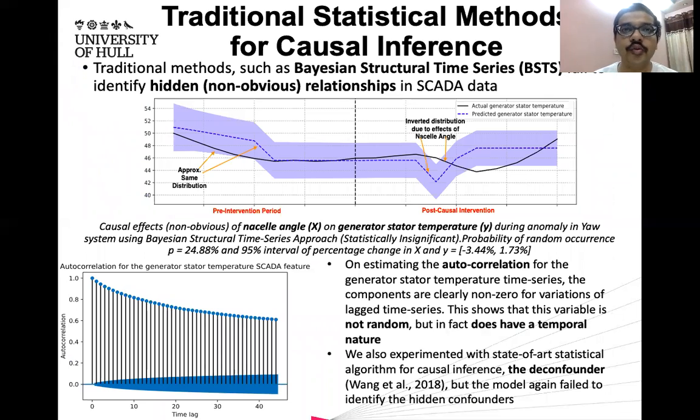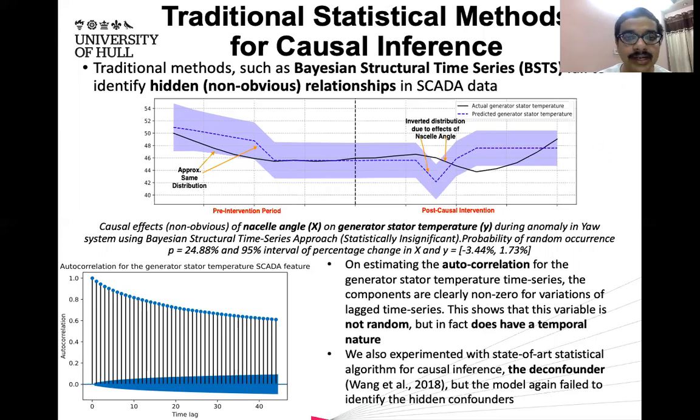Firstly, before we move over to our proposed approach of using deep learning for causal inference, I would like to mention traditional methods. Initially, we experimented with traditional methods such as Bayesian structural time series for causal inference. Our goal here is to identify non-obvious relationships, because obvious ones we can easily infer. Our goal is to identify the hidden relationships in the data. We found that such traditional techniques, while they were able to predict faults with high accuracy, weren't really able to identify hidden associations.